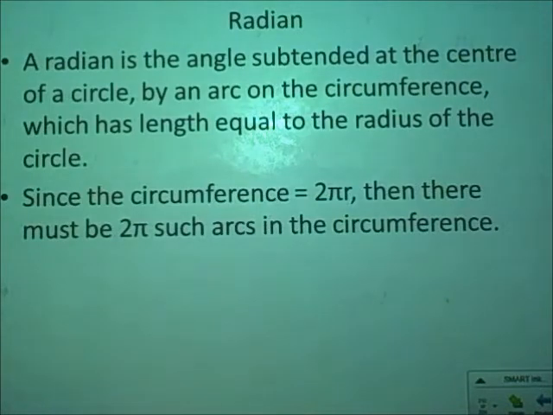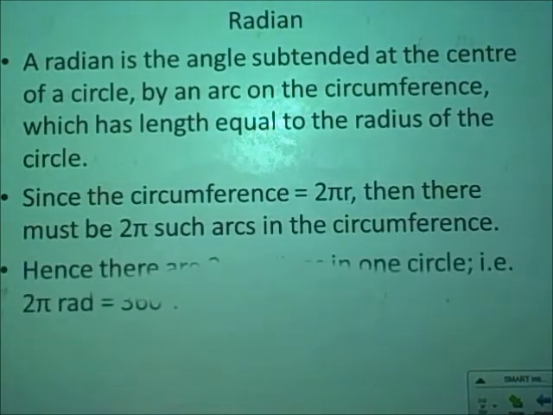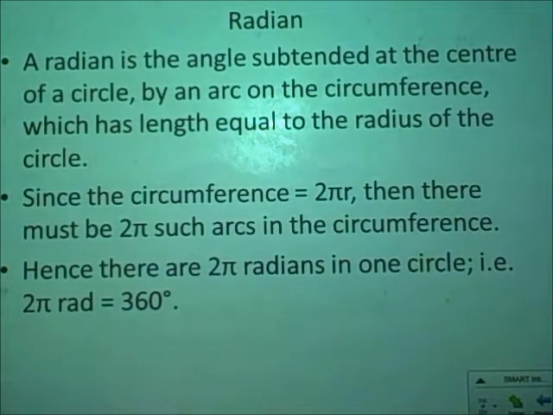Okay, I have a feeling there is another one for you at the bottom there. Hence, there are 2 pi radians in one circle, i.e. 2 pi rad equals 360 degrees.